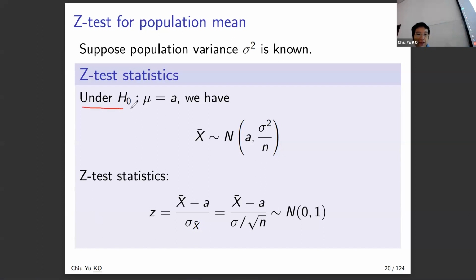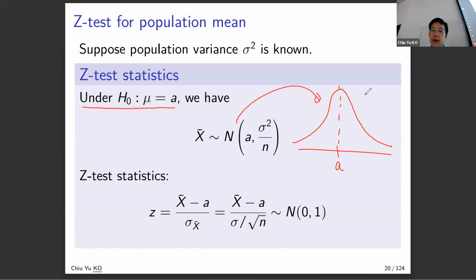So suppose the hypothesis is this one. That means under the null, the bell curve looks like this. And the variance is sigma squared over n. Remember, the larger the n, the more squeezed the bell is. That's what we know. And this is X bar.